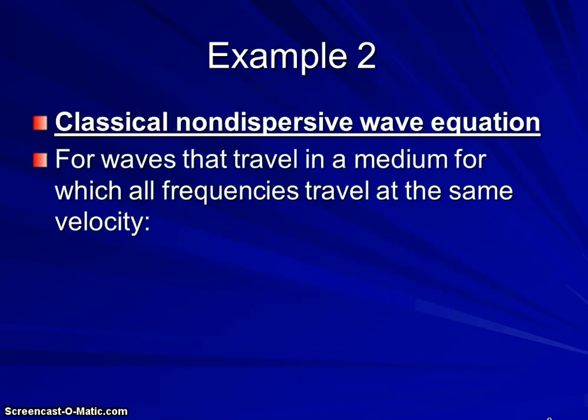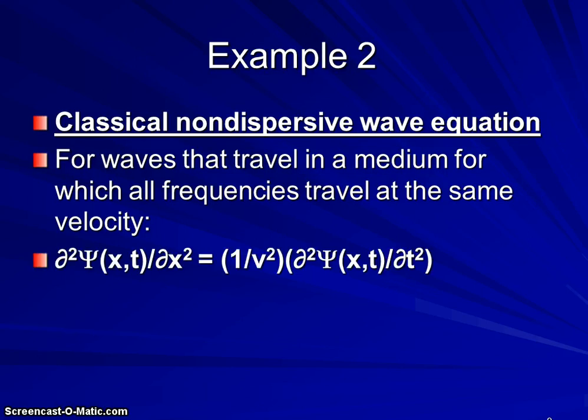Alright, now here's another example, a classical non-dispersive wave function for waves that travel in a medium for which all frequencies travel at the same velocity. So light would be an example of that. The second derivative with respect to x of that total wave function is 1 over the velocity squared times the second derivative with respect to time.